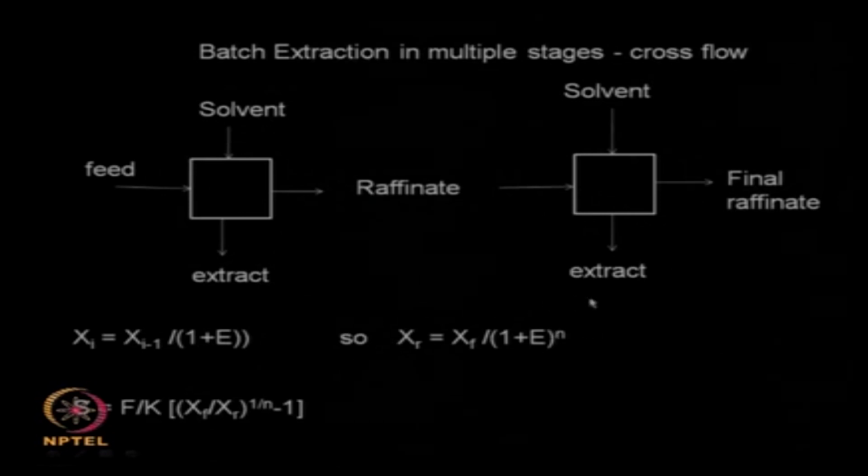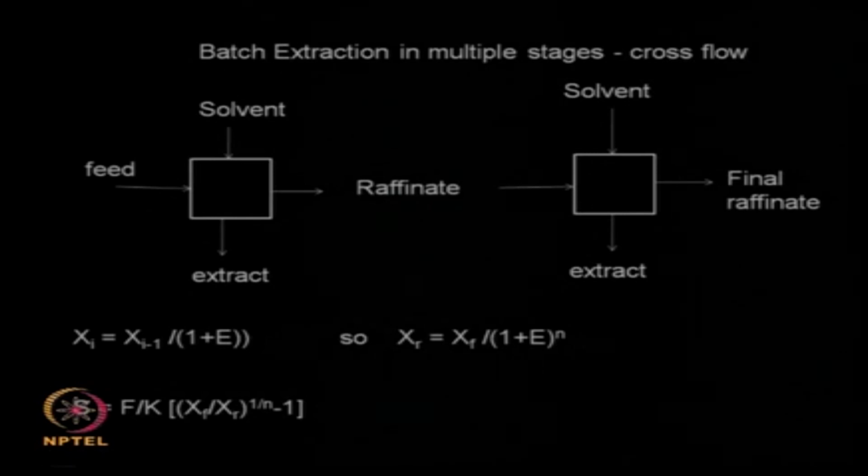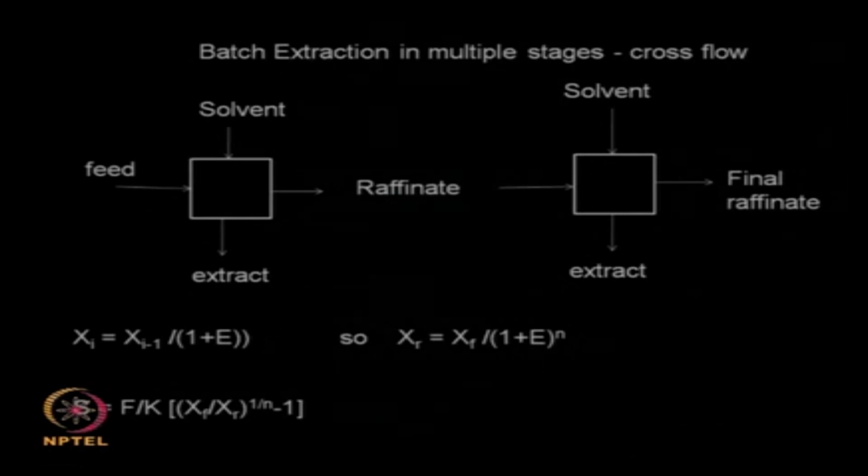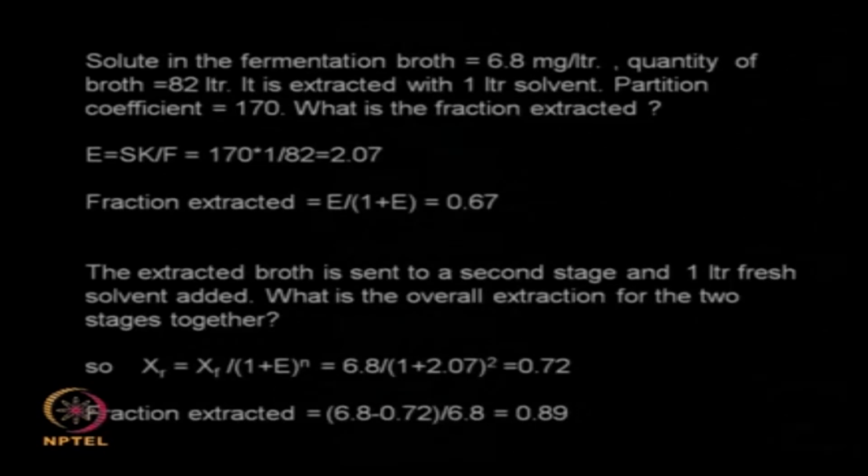So this equation becomes very important if I am using a multi-stage cross flow extraction system. How many stages do I require, or what will be my extraction efficiency? Let us look at one or two problems so that some of these concepts get really cleared up.